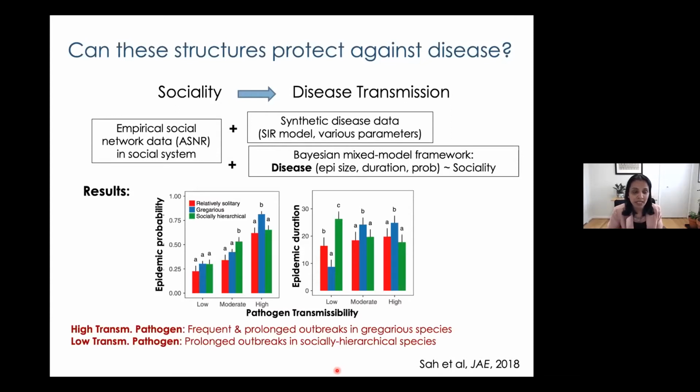So basically what we find is for high transmissibility pathogen, for a very contagious pathogen, we find that there's sort of frequent and prolonged outbreaks in gregarious species, in these species that are fairly social and are constantly changing their contacts. Whereas for a low transmissibility pathogen, for a low R0 pathogen, for example, the outbreaks tend to be a lot more prolonged, especially in socially hierarchical species. And this reflects the network structure findings that we found on the previous slide.